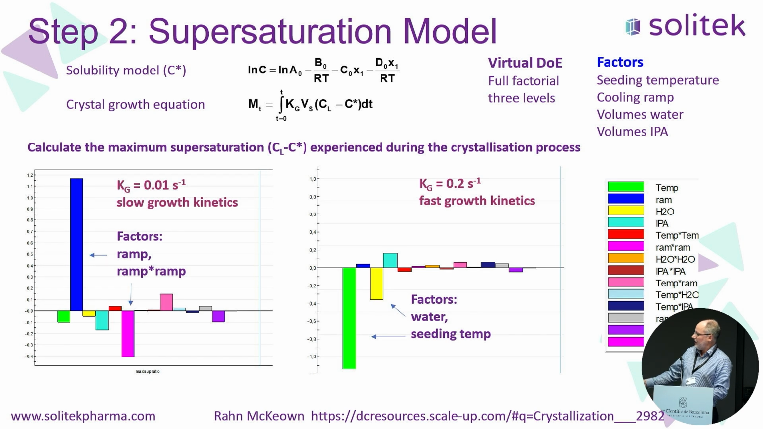Analyze the data, and it tells us, okay, if we have slow growth kinetics, then it's likely the most important factor is going to be the cooling ramp, and it's nonlinear. If we have fast growth kinetics, the factors are different. We're going to see seeding temperature and the amount of solvent as important factors. And that might be enough information for you to proceed. You might have some previous data, or you might decide, well, based on this, I'm going to do a few experiments and find out which scenario we're talking about.